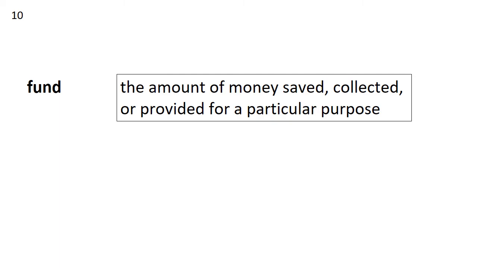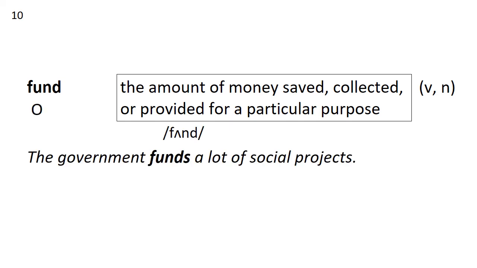Number 10, fund. Fund is the amount of money saved, collected, or provided for a special or particular purpose. So we're looking at the verb or the noun. One syllable, fund. The government funds a lot of social projects. So in this one, the verb, right? And it's saying the government pays for.